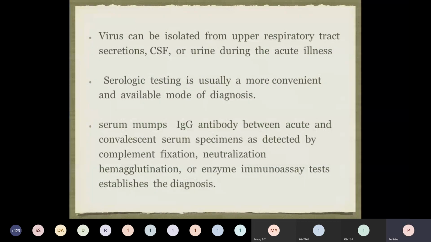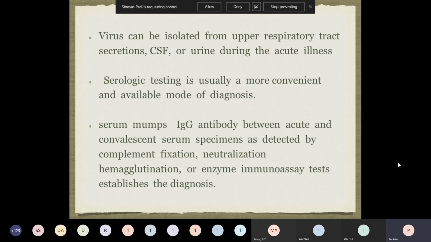The virus can also be isolated from upper respiratory tract secretions, CSF, or urine during the acute illness. Serological testing is usually a more convenient and available mode for diagnosis.